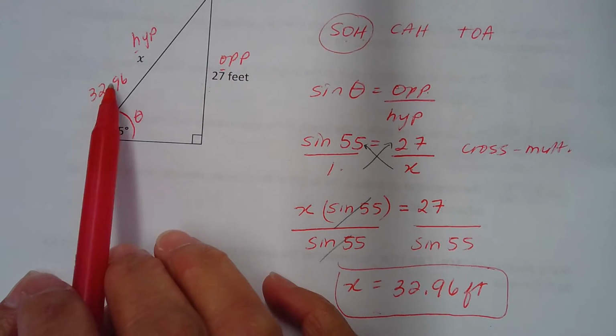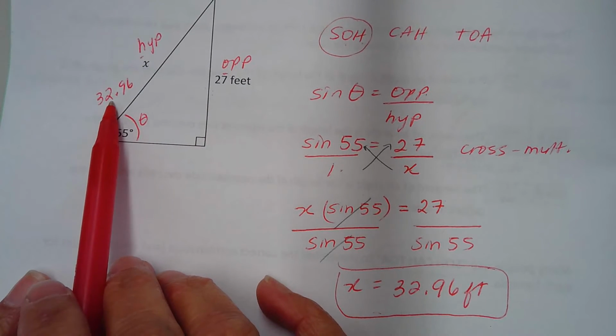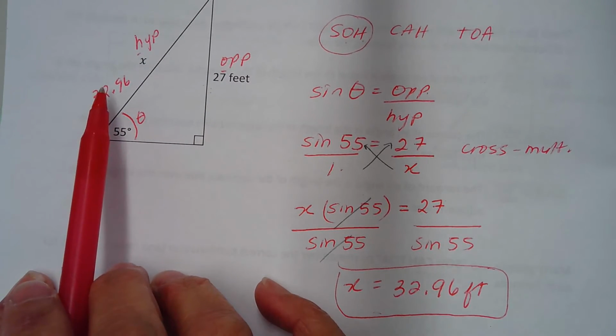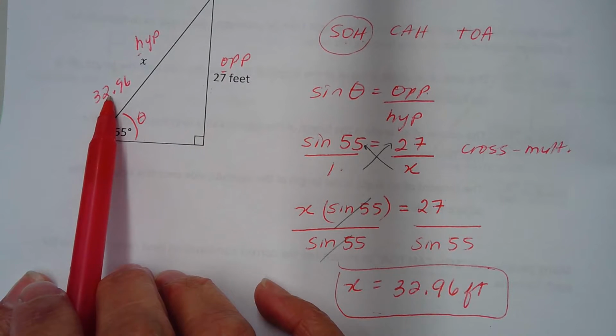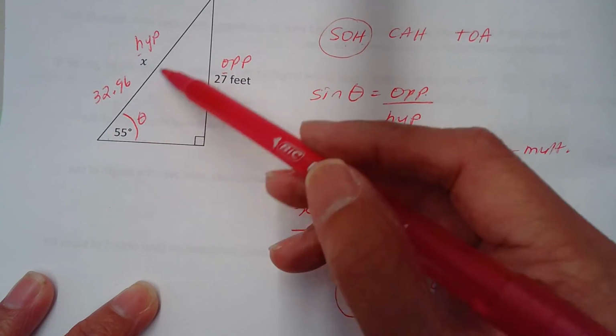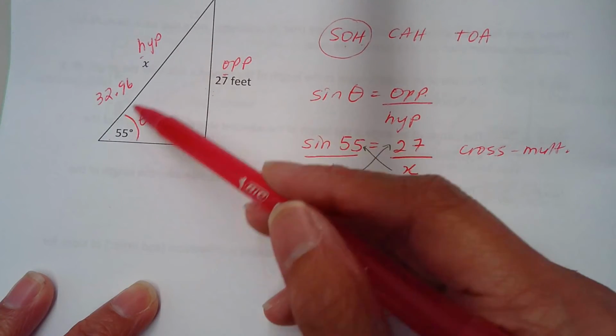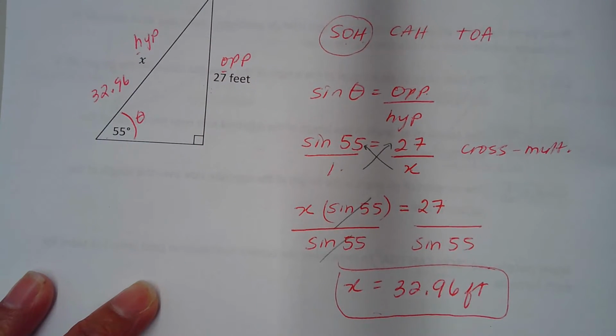Now, if your answer was 23.96, does that make sense? No. Why not? It would be smaller. If your answer was 23.96, it's not going to work because the hypotenuse has to be the longest side. Okay.